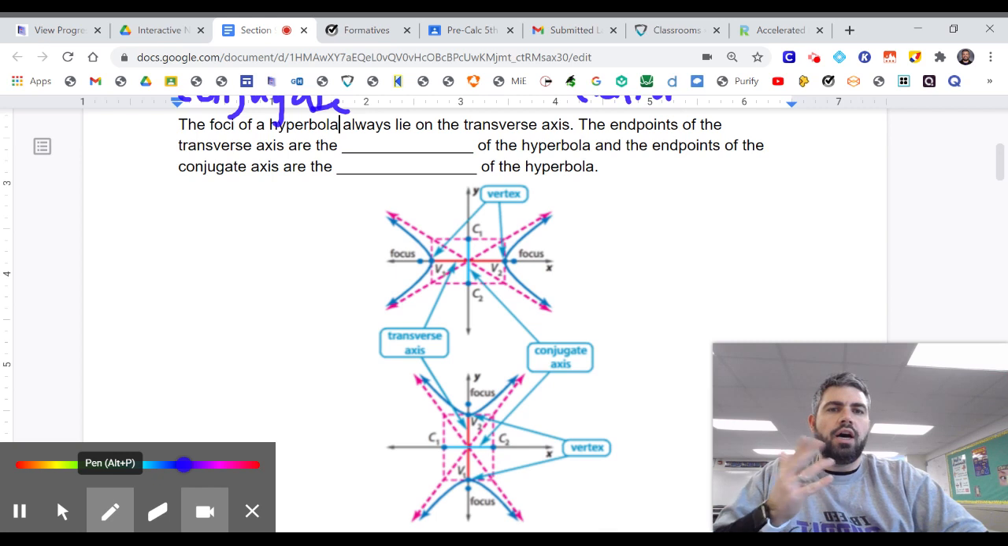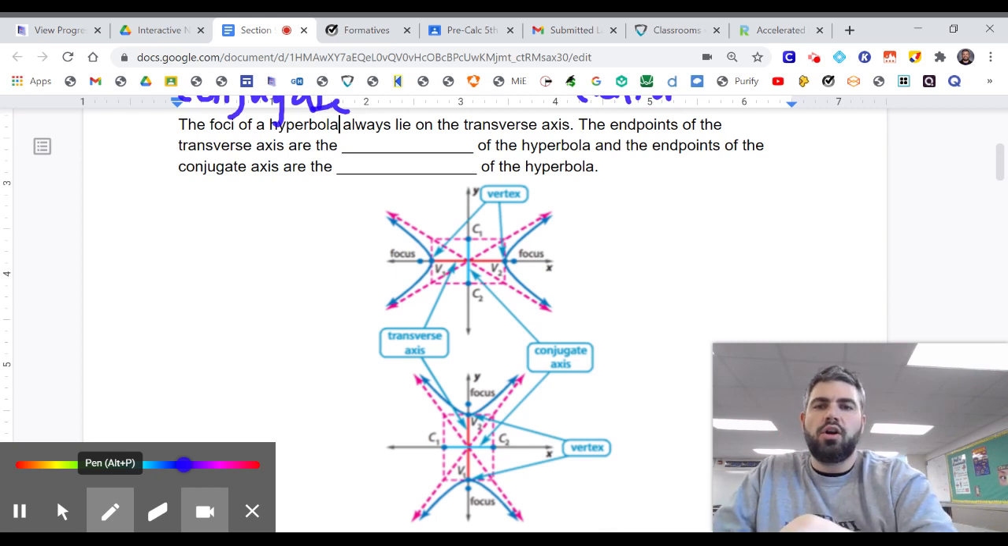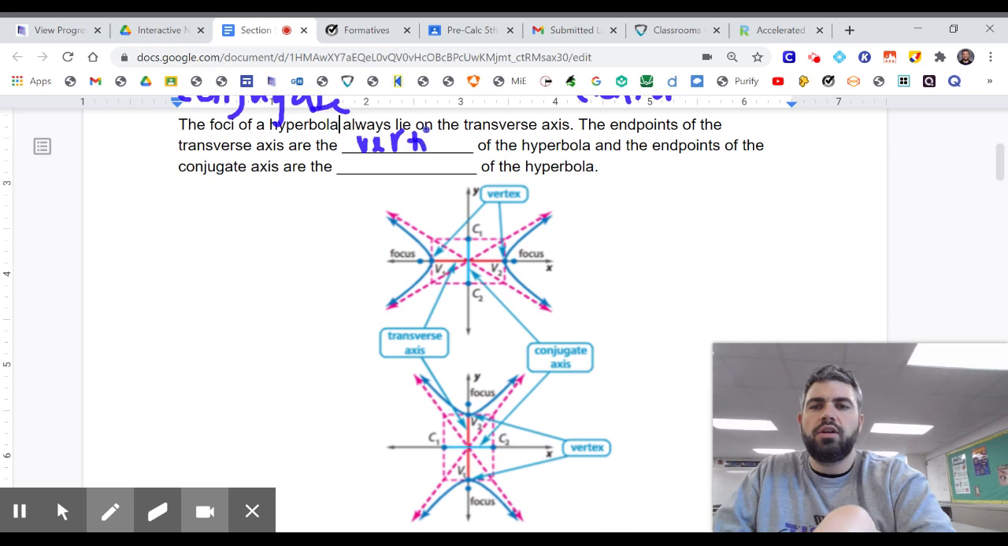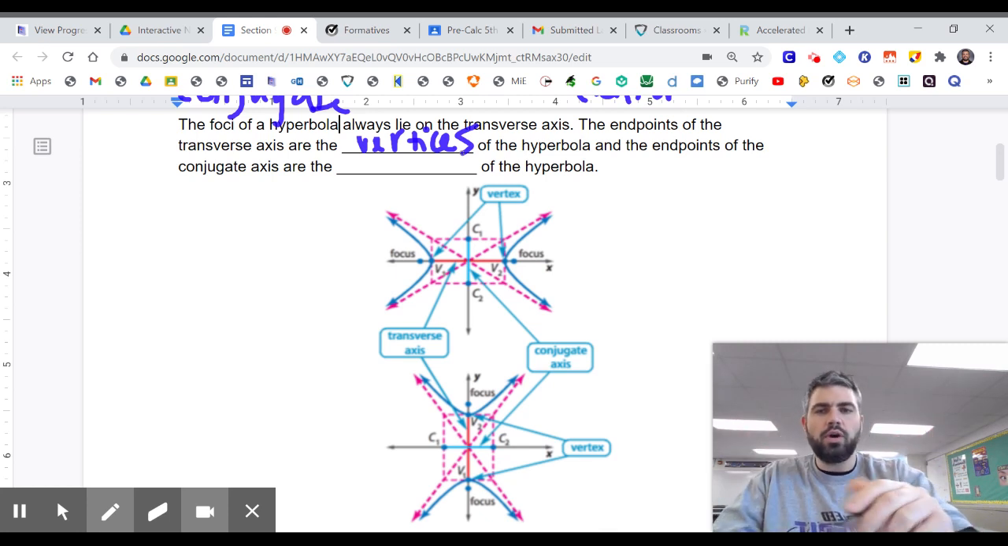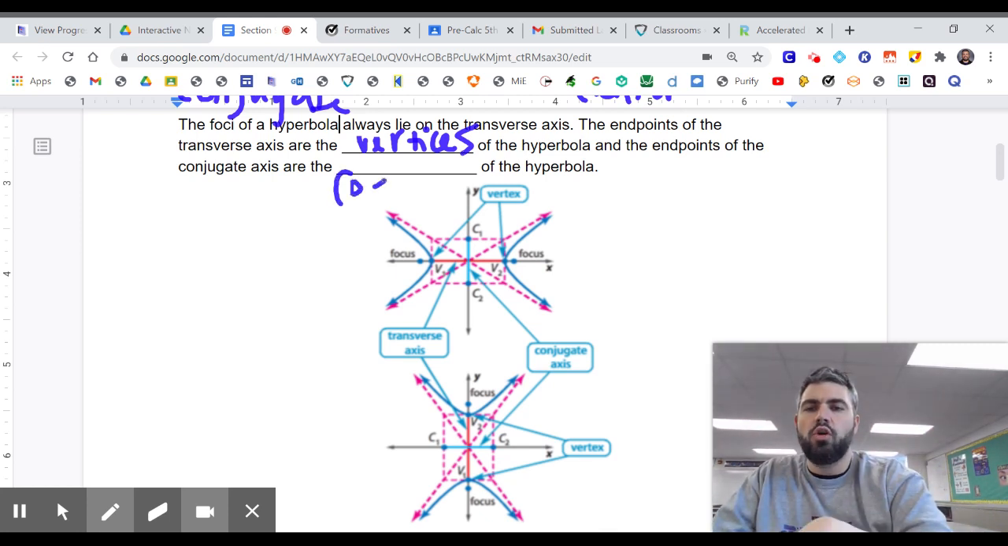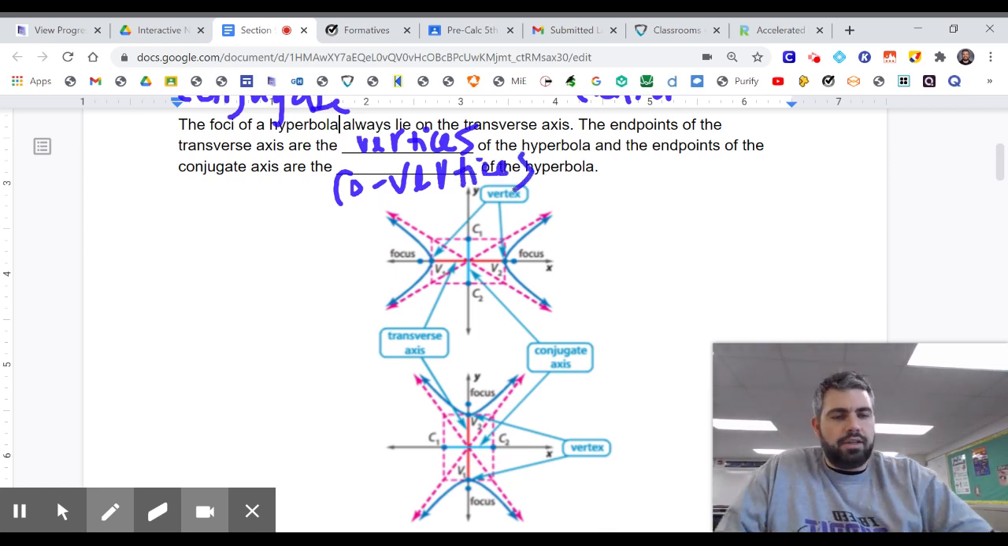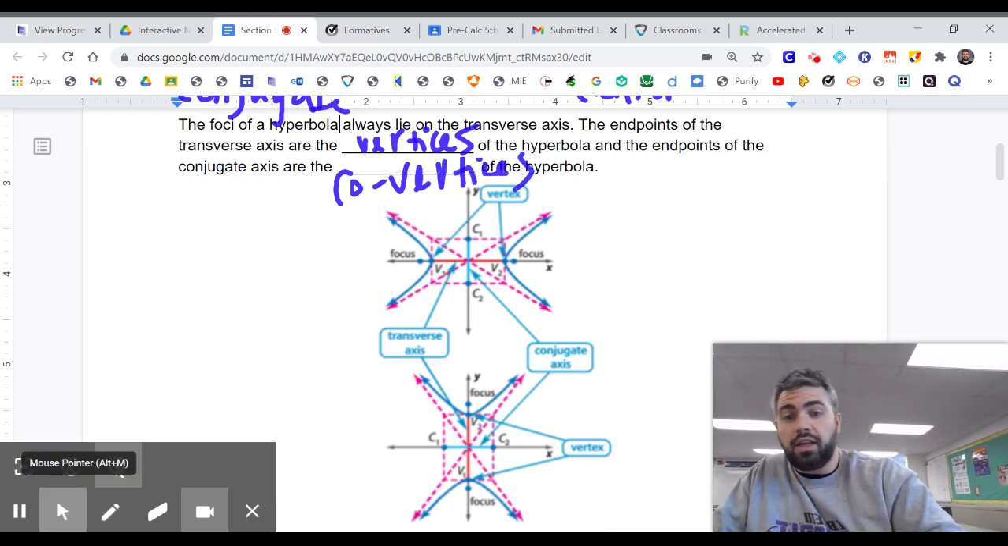The endpoints of the transverse axis are the vertices. Remember, the vertices are the ones that are a little bit farther away from the center. And then the conjugate axis is the shorter one, and we call those endpoints covertices. All right, so here's what they look like right here.